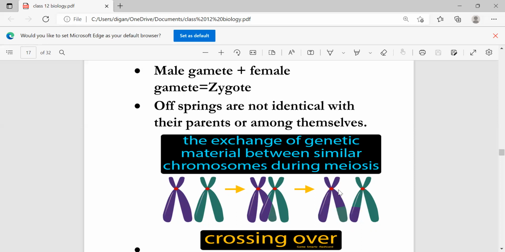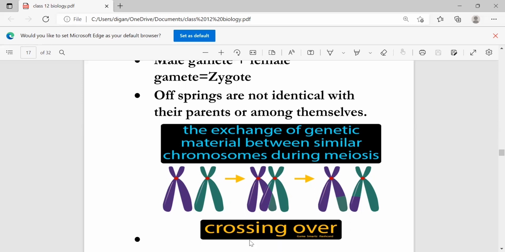This purple chromosome has some green part and this green chromosome has some purple part. It means they exchange their parts. As a result, variation will be seen in the offspring, and this process is called crossing over. So if a question comes, why does variation take place in offspring in sexual reproduction, in a single line you have to write that it is due to the process of crossing over.